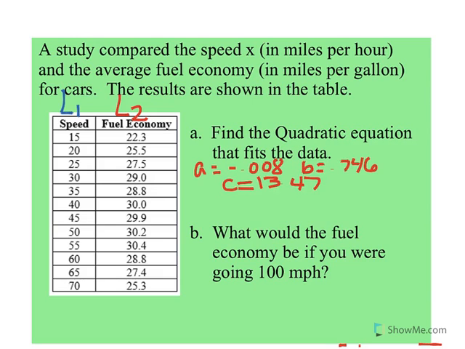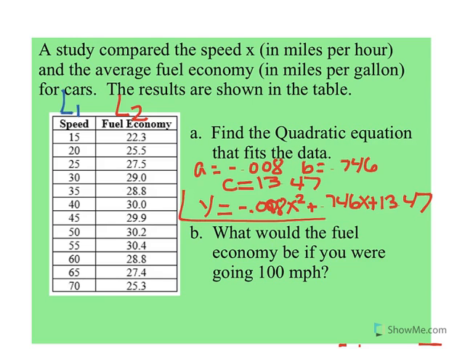So if we want to write our regression equation, we will simply say y equals negative 0.008x squared plus 0.746x plus 13.47. So now that we have that equation, we want to use it to make a prediction to answer question B. So I'm going to go into Y equals on my calculator.